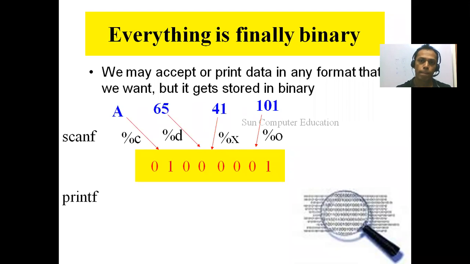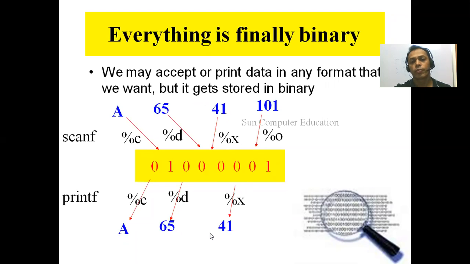Clear? What I explained to you using scanf, the same thing is applicable to printf. Same thing happens here. So you can store data as a character, you can print a character. If you print with %c, you will get capital A printed. You can enter a character and print it as a decimal, you'll get 65. You can enter a decimal and print it as a hexadecimal value, you'll get 41. You can enter a character and print octal, doesn't matter.